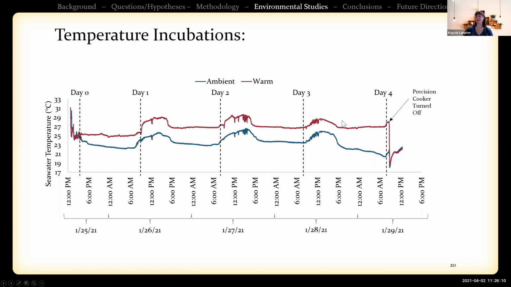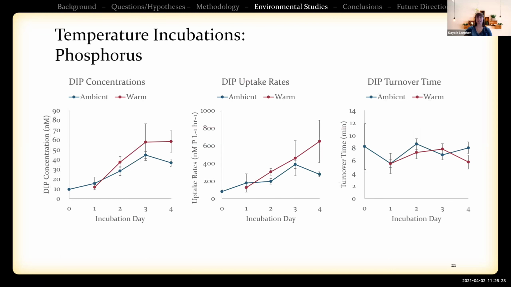So we were, in fact, controlling that temperature through those days and keeping it higher than ambient. So this tells us that our incubation setup worked. Now looking at what happened with the phosphorus data.